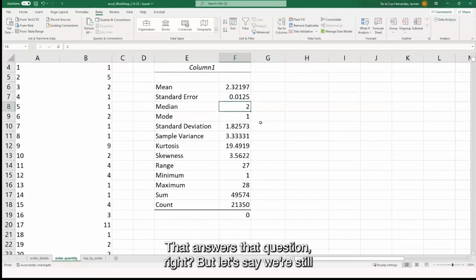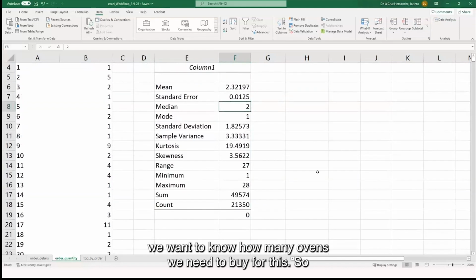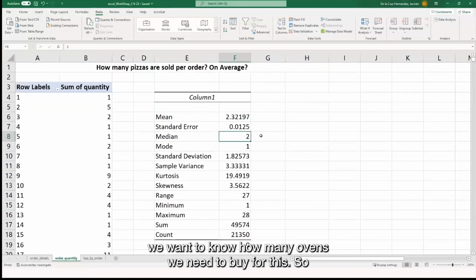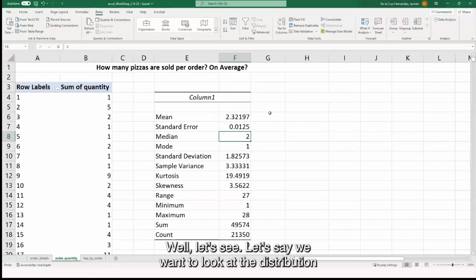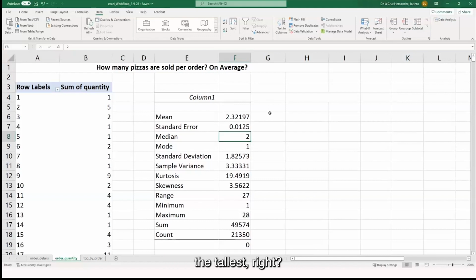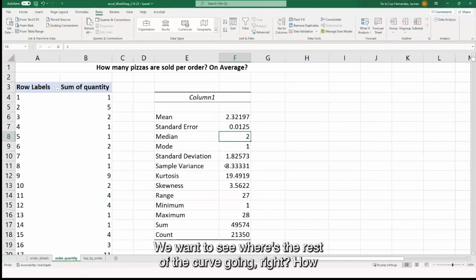But let's say we want to know how many ovens we need to buy for this. So let's say we know the average is 2.3 pizzas. But let's say we want to look at the distribution of these numbers, right? So if the average is at 2.3, we know that's where on our curve it's going to be the tallest. But we want to see where the rest of the curve is going.